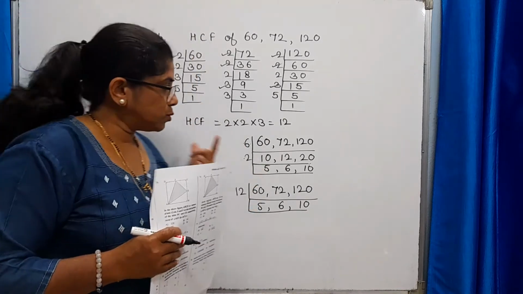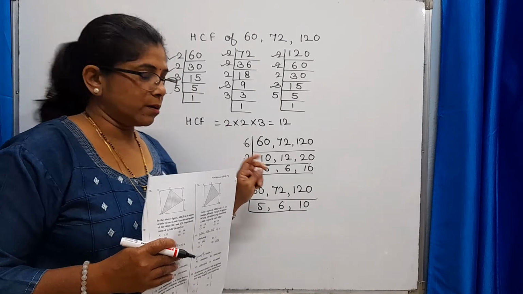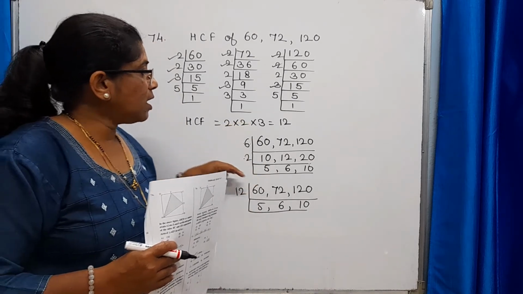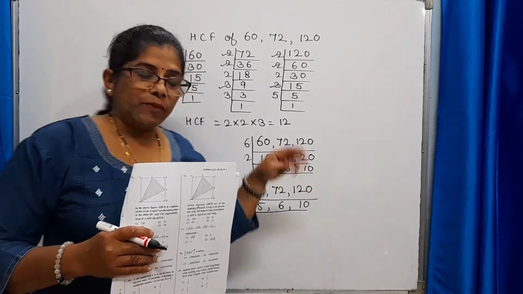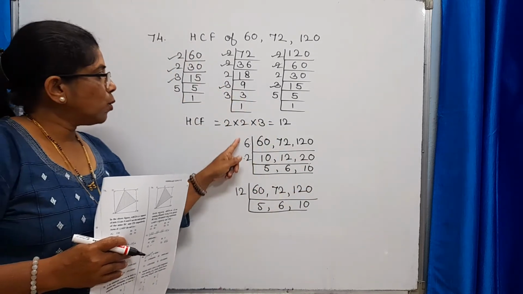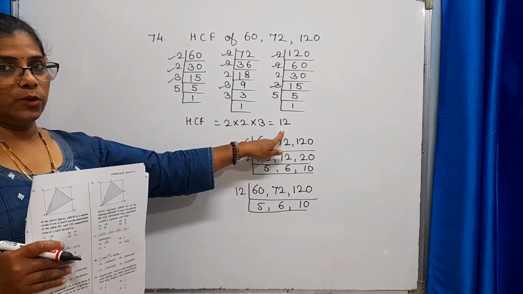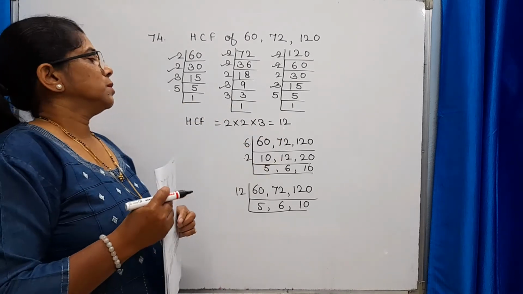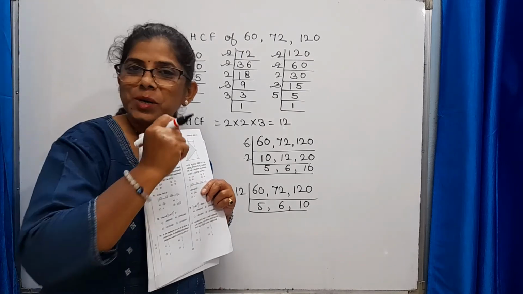Means here what we have to do, take all the numbers together, start dividing by one common factor, stop your division till you don't get a common factor. Now here 5, 6 and 10 is not having any common factor. Stop your division here. Whatever numbers you get here, multiply them. Your HCF is ready in your hand. So this is how to find the HCF by shortcut method.